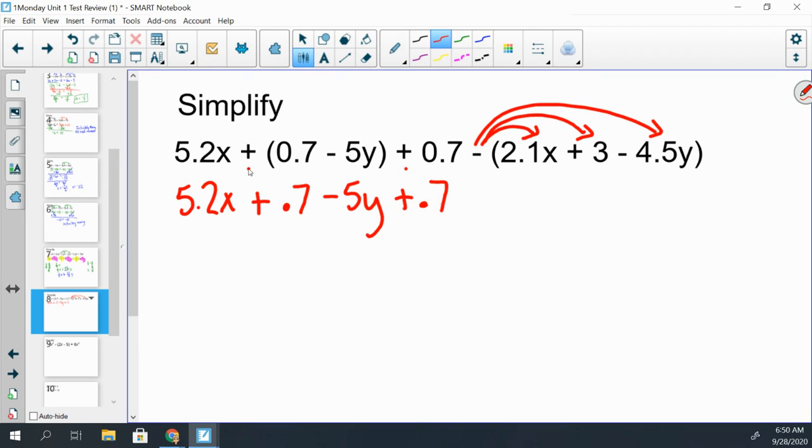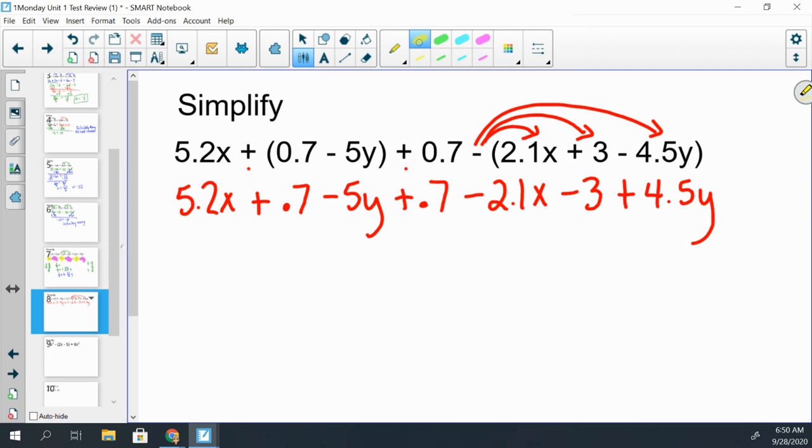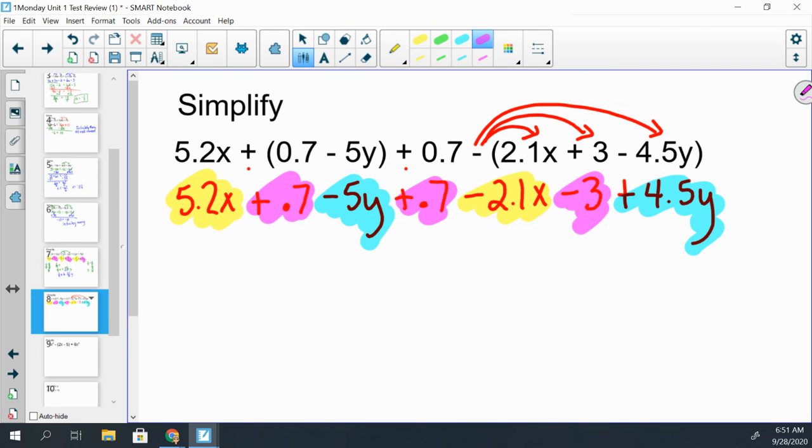But now is where I have to worry about my sign. So negative 2.1x minus the 3 plus 4.5y, because negative times that negative would give us a positive. So now what can I put together? I can put together my x's here and here. I can put together my y's, which are here and here. And finally, the constants, which are here, here, and here.